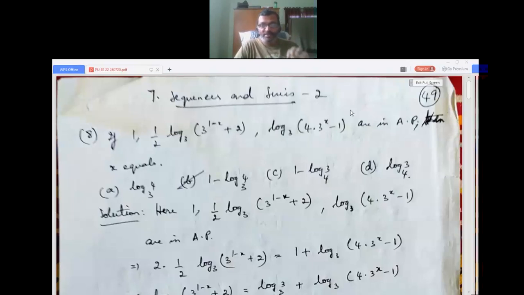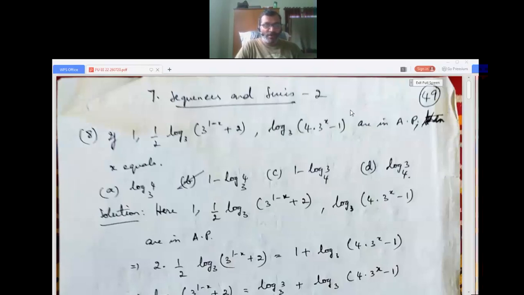So this is the second session in sequences and series. It is the seventh topic, like I have done permutation, combinations, etc. Seventh topic, sequence and series, and in that it is the second session. So the eighth question, as I solved 7 questions yesterday.